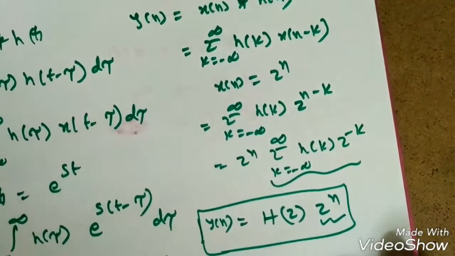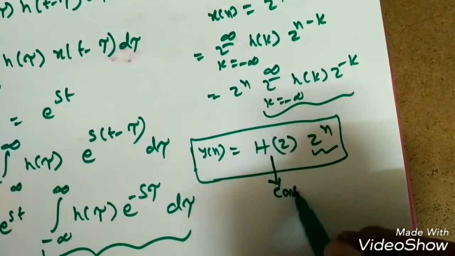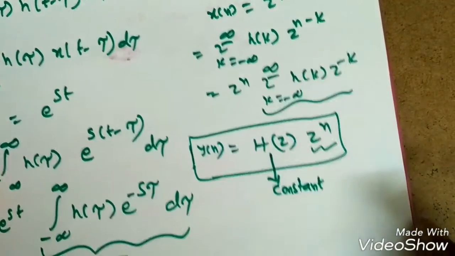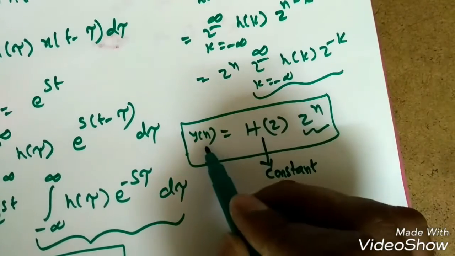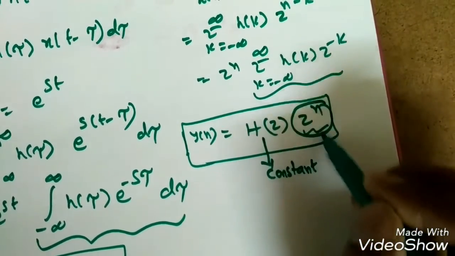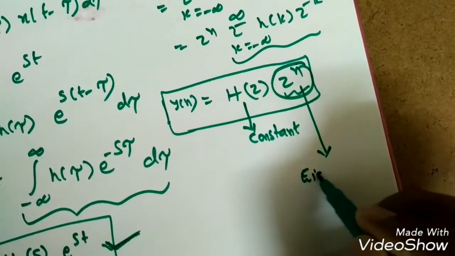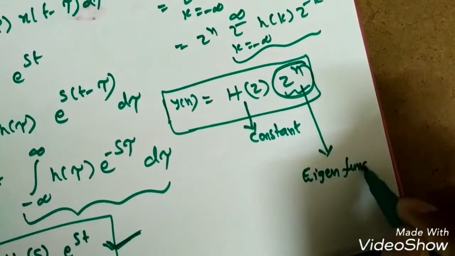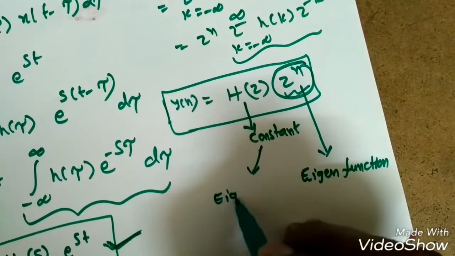So this is the amplitude. Generally this is a constant, right? This is exponential. So y of n is the response with respect to this exponential. So generally we call this an eigenfunction. And this constant value is called the eigenvalue, right?